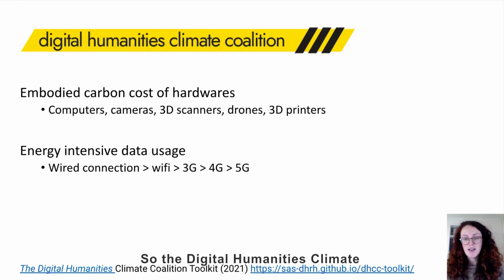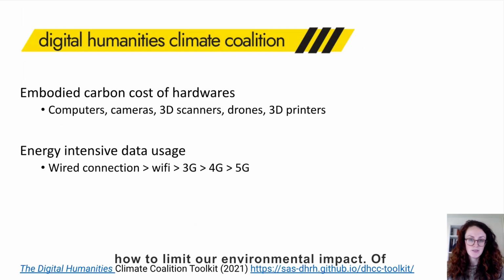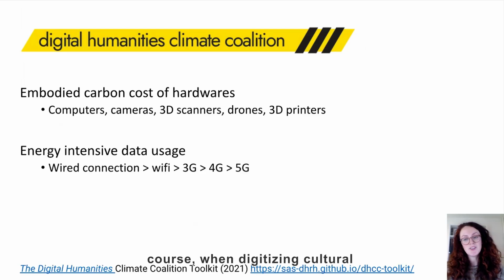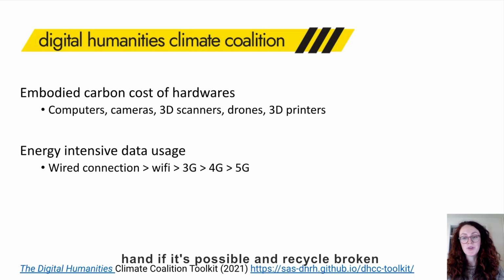So the Digital Humanities Climate Coalition Toolkit provides suggestions on how to limit our environmental impact. Of course, when digitizing cultural heritage, we use a lot of hardware: computers, cameras, 3D scanners, drones, and 3D printers. Hardware has an embodied carbon cost in addition to its electricity use. So it's best to use them as long as possible and repair them when possible. We can also try to buy secondhand if it's possible and recycle broken beyond repair devices.